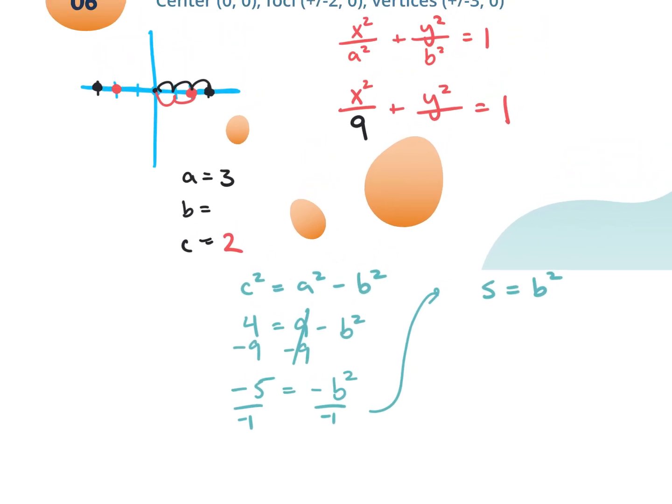Really doesn't matter what just B is, because what gets plugged into our equation? B squared. So what's B squared? 5. So that would be our answer.